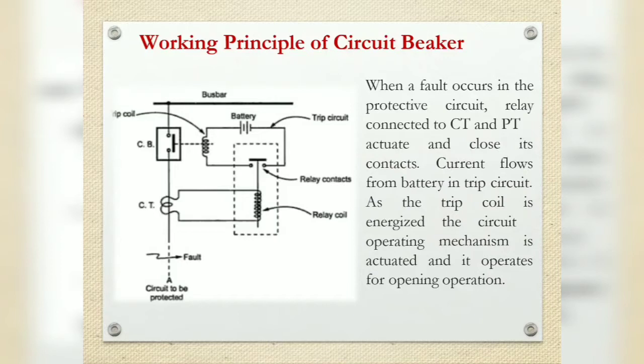operation. When the circuit current is more than our desired normal current, the CT secondary current will be very high. So the relay coil will energize and the relay contact will be closed. So the battery and the trip circuit will be complete. So it will trip the circuit breaker and operate our circuit breaker in fault condition.